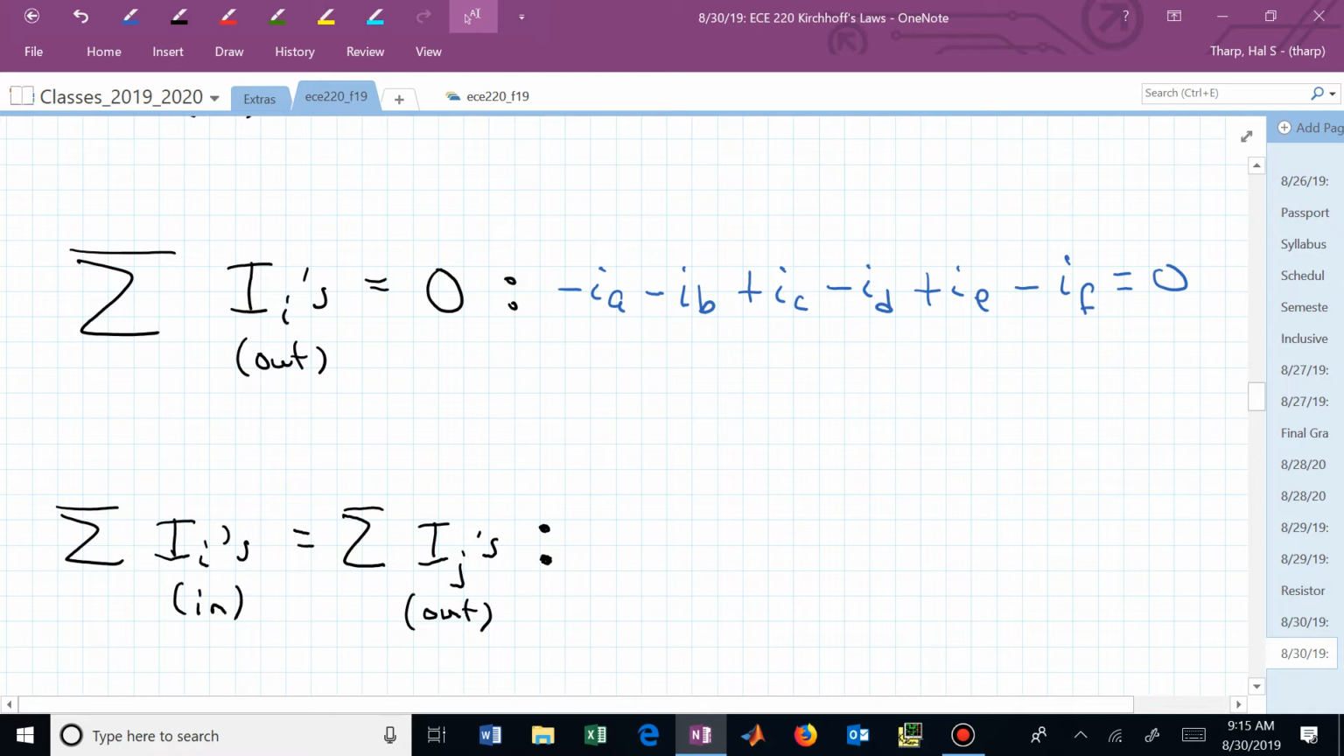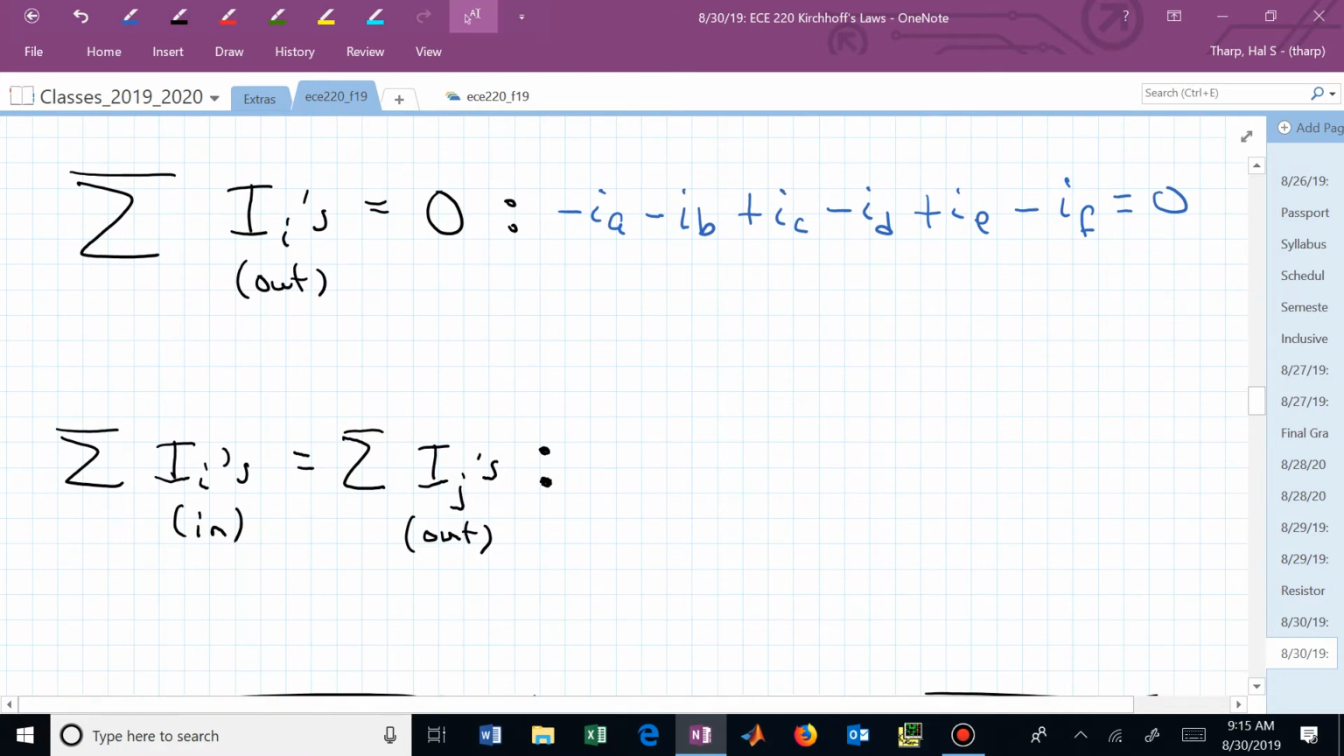Let's just look at the diagram and say, how have I labeled these currents? And if I've labeled some of them to be in that node and some to be out of that node, I just put the ins on the left and the outs on the right and set them equal to each other. In this particular diagram, we had 4 coming in, I sub A, I sub B, I sub D, and I sub F, I believe. Correct me if I'm wrong in my memory.